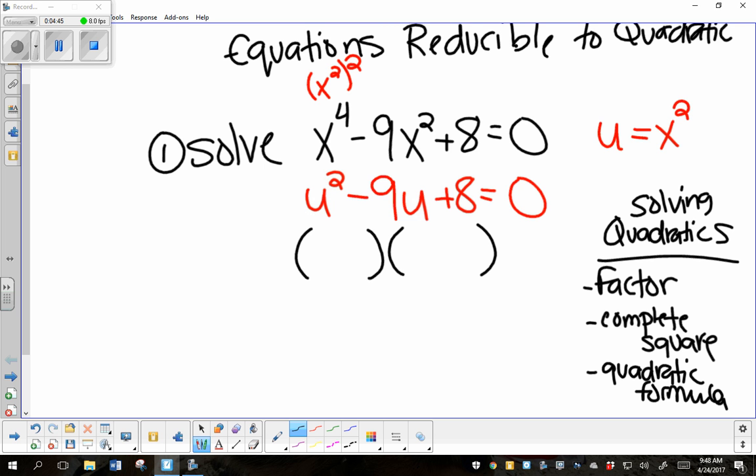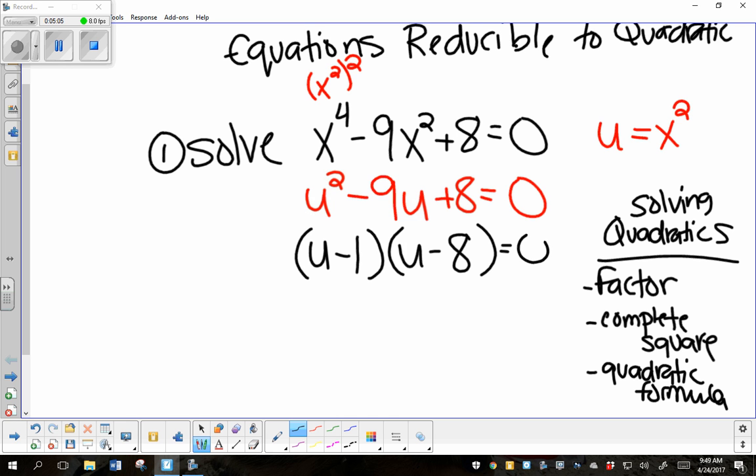-1 times -8, and do those add to -9? -1 and -8? Yeah. So we can do u minus 1 times u minus 8. If we FOILed that, it would FOIL back out to this. So see, that's why if you can factor, you want to factor it. You wouldn't want to do the quadratic formula if you didn't have to with this one.